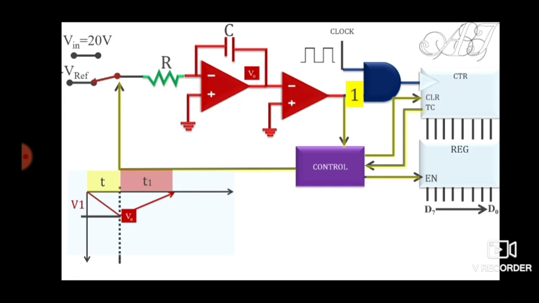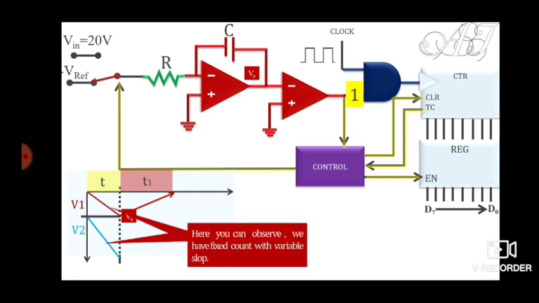There is one more important thing I would like to emphasize. Let's say I have taken a voltage V2 which is greater than V1. In that case, what will happen? Since the charging time T is fixed, the capacitor will charge to a higher value, because the applied voltage is high but the time to charge is constant. So this capacitor will be charged to a higher value. Here one more important thing is that the slope is not fixed in this case, but the time is fixed. Okay, here we have observed that we have a fixed count with variable slope.